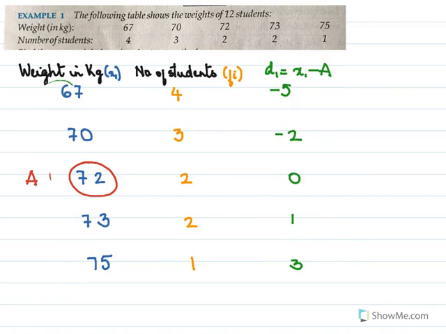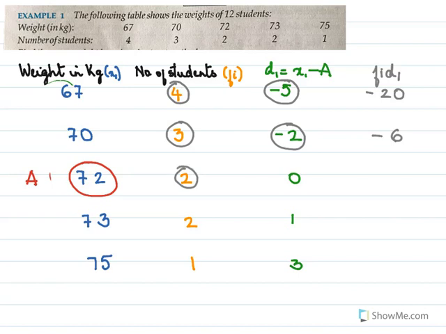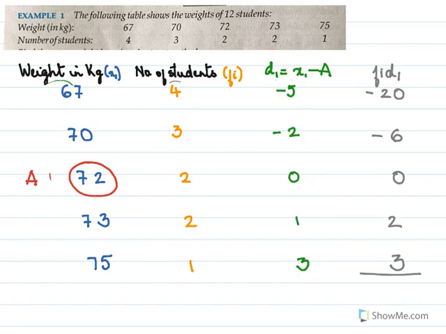The next step is to do fi di, which means 4 into minus 5, and that is minus 20. 3 into minus 2, minus 6. 2 into 0, that is 0. 2 into 1, that is 2. 1 into 3, and this is 3. The next step is to add up, take summation fi di, and if you add all these up, you get the answer minus 21.